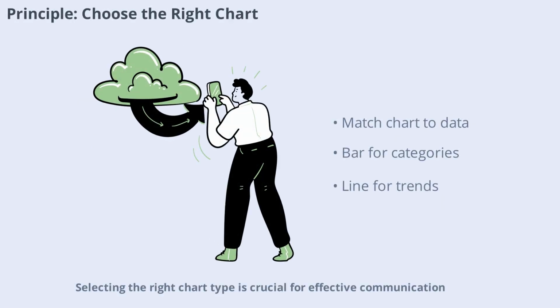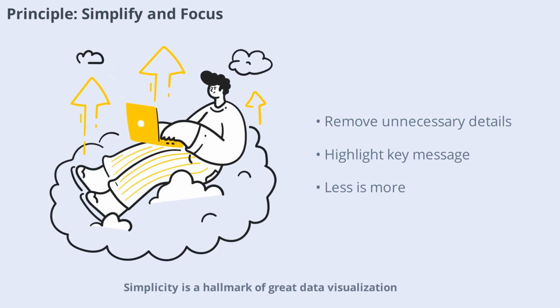Selecting the right chart type is crucial for effective communication. Each chart has its strengths and weaknesses. Bar charts are excellent for comparing categories, line charts for trends, and scatter plots for relationships. Using the wrong chart can mislead or confuse your audience. Take the time to match your data and message to the appropriate chart type, ensuring your visualization is both accurate and easy to interpret.